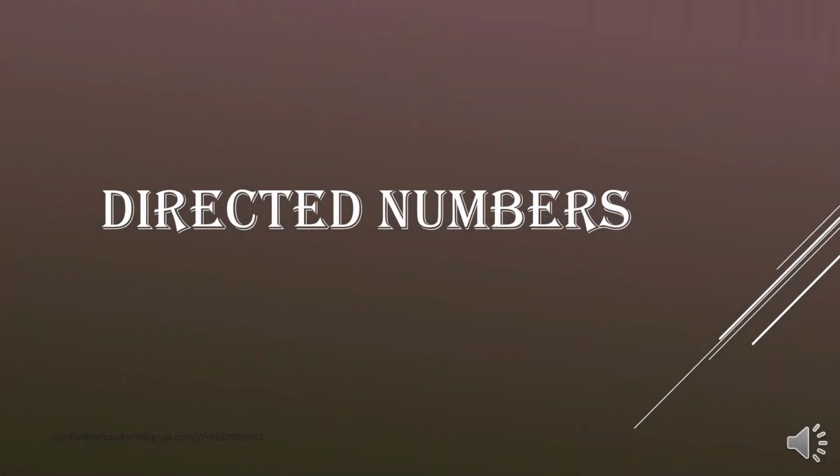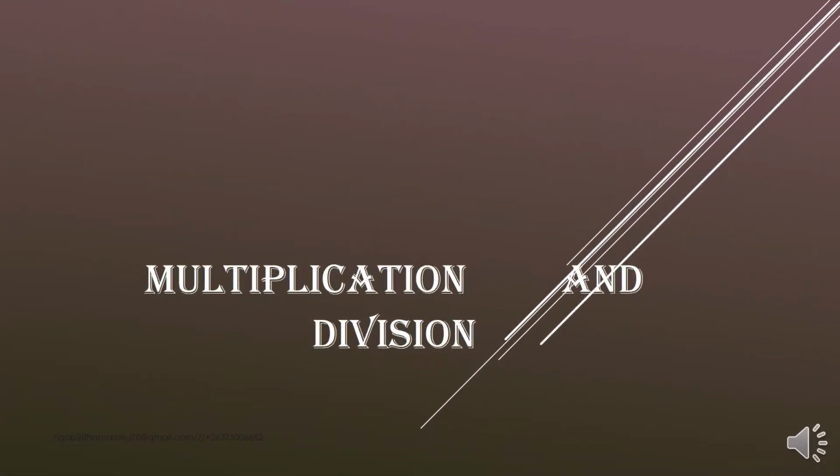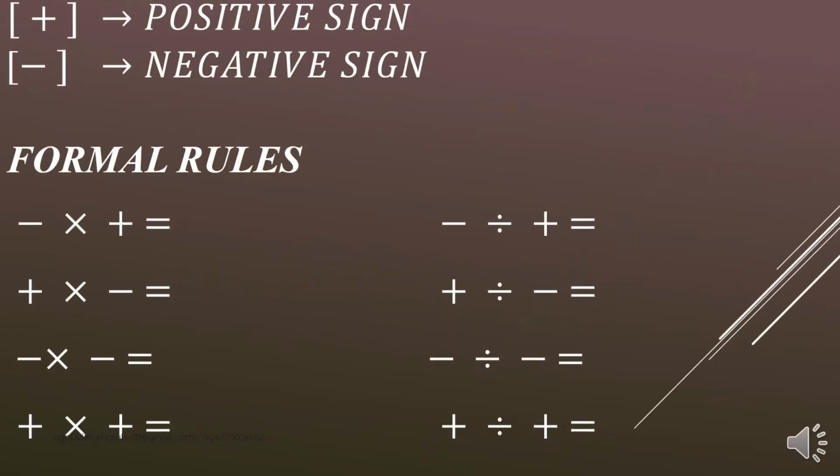Welcome back to our last segment on directed numbers. Today we want to look at multiplication and division. So under multiplication and division, I have at the right corner a positive sign and a negative sign.